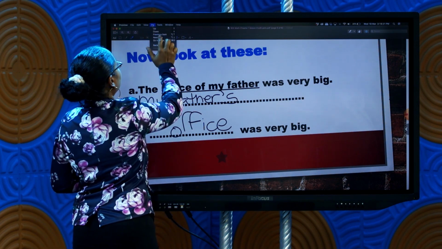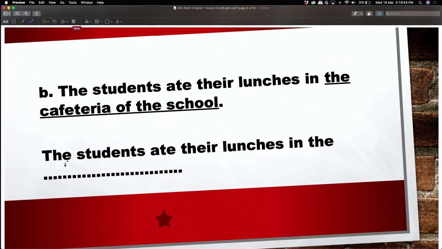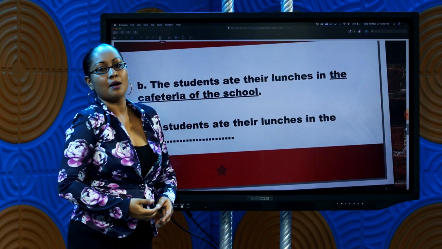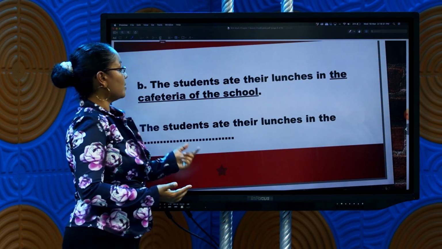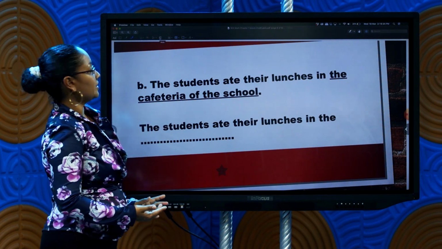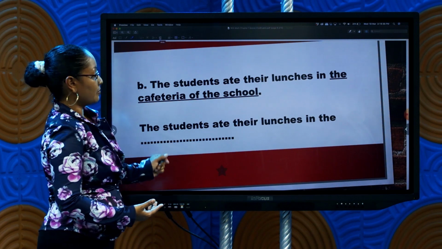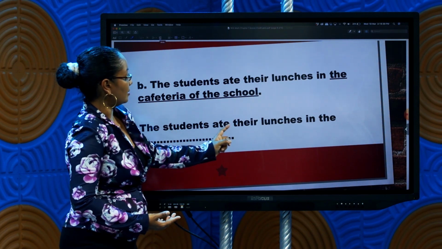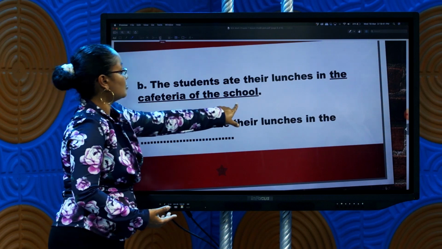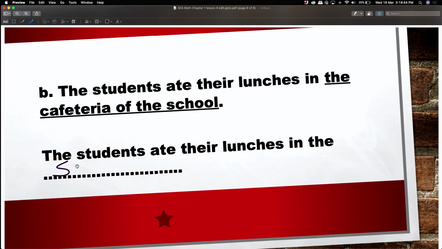So let's go on. The students ate their lunches in the cafeteria of the school. Yes, this is all well and good, but it's a bit long to say. So we want to shorten this and put it in the possessive case. So let's see what we would do. The students ate their lunches in the what? The school's. That's our noun. But we can't say school cafeteria. That's wrong. So we would say school's with our apostrophe S, cafeteria.